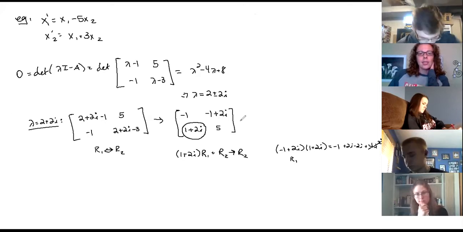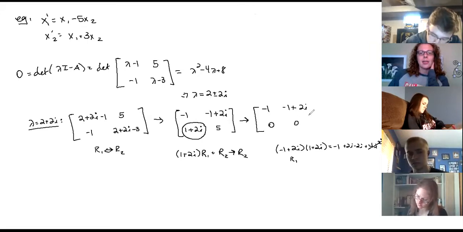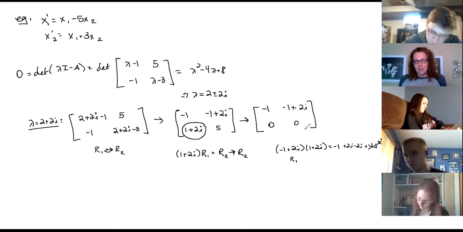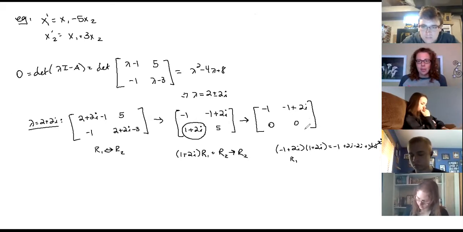So this is going to give me negative 1, negative 1 plus 2i, 0, and then also a 0. The 0 down in the corner is negative 5 plus 5. So I've got a 0 down there. Everybody good? Hanging with me on the algebra? All good? Yes. Okay, we're going to start a new screen.